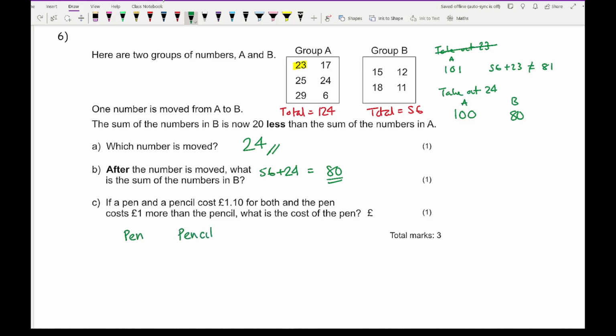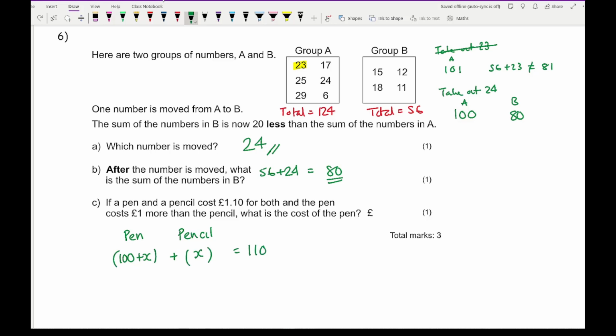Now here, if we said that the pencil costs X, then the pen will cost £1 more. So let's just imagine we're dealing with the pen. So let's just go for 100 plus X, and we'll be dealing with this in pence. Well, so here it's going to be equal. Add those up. That's going to equal 110, so we're dealing in pence.